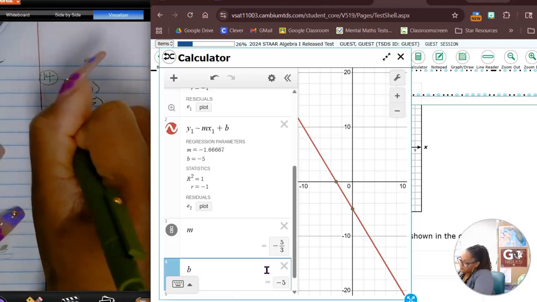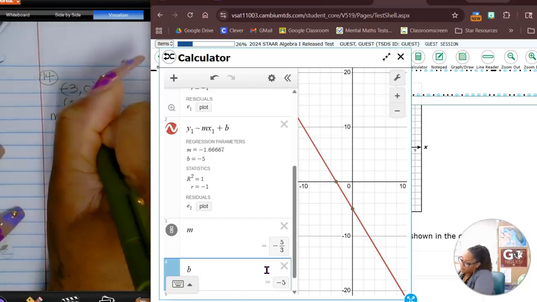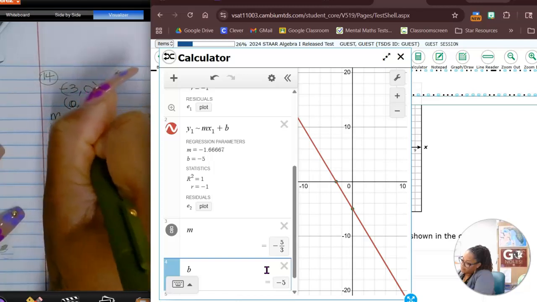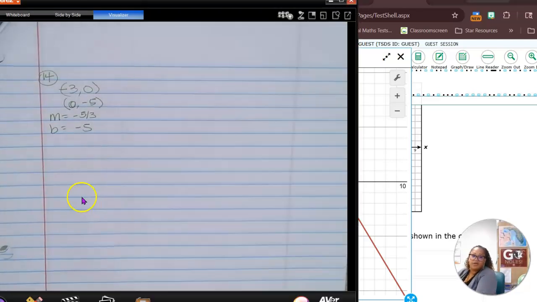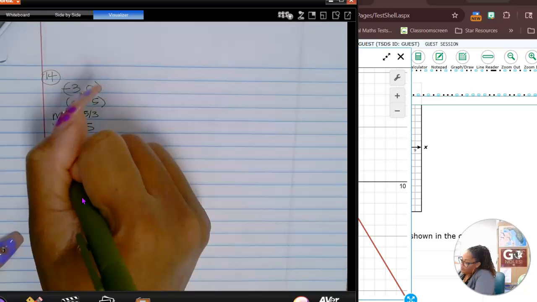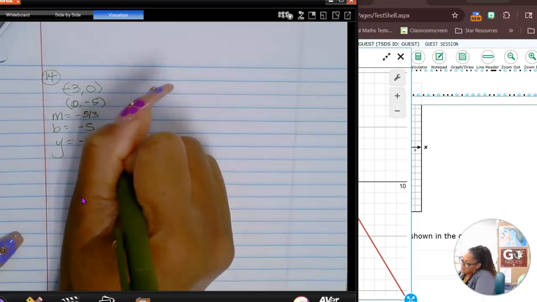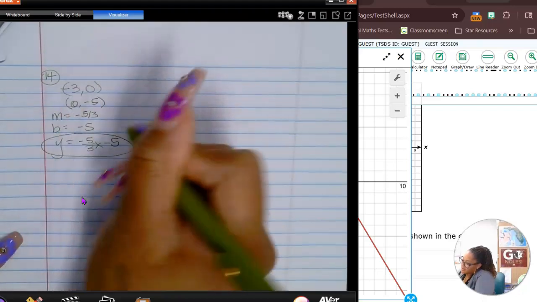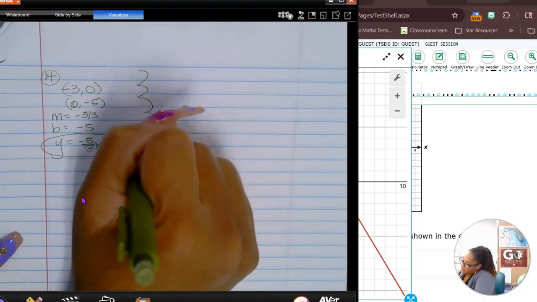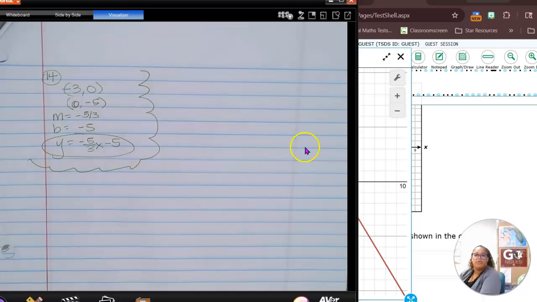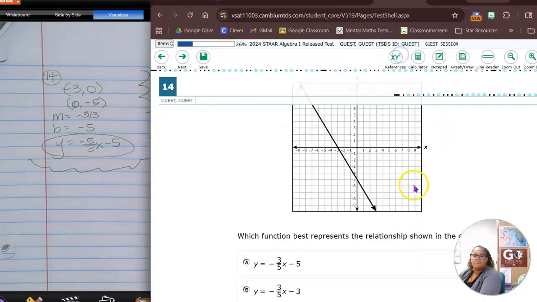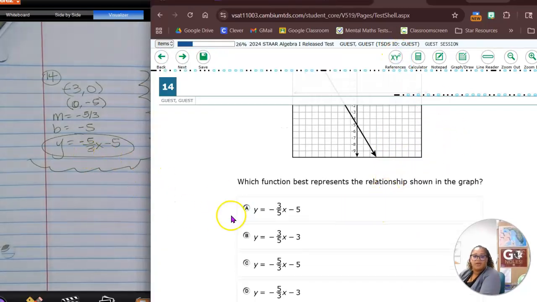So I now come to my work and say y equals -5/3 x minus 5. And that's my answer. So I come over here to my question. -5/3 x minus 5 is this one.